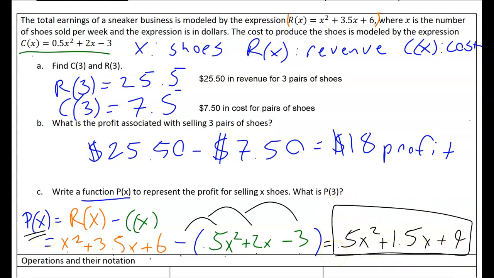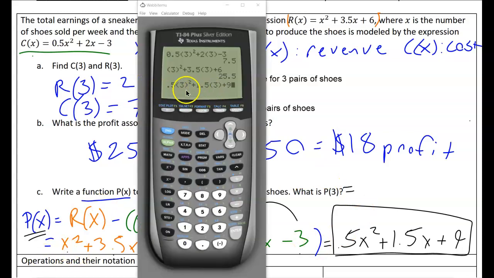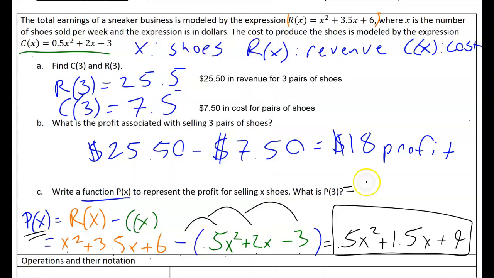And notice we're also asked for P of 3. P of 3 is what I get when I plug 3 into this. Make a prediction right now, what should I get? I've plugged this into my calculator, replacing x with 3, and notice I get $18 again. So there's two different ways to tackle this question of what is the profit for 3 pairs of shoes. This gets us an equation, a formula that we could use for any value of x.